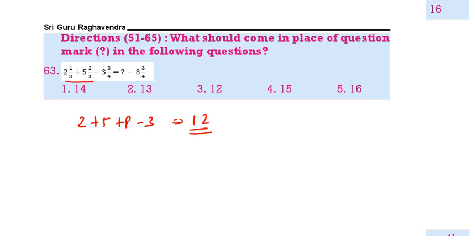Now 1 by 3 plus 2 by 3 is 1. And minus 3 by 4, this will cancel. So 12 plus 1. What is 12 plus 1? 13. 13 is the correct answer. Next one.